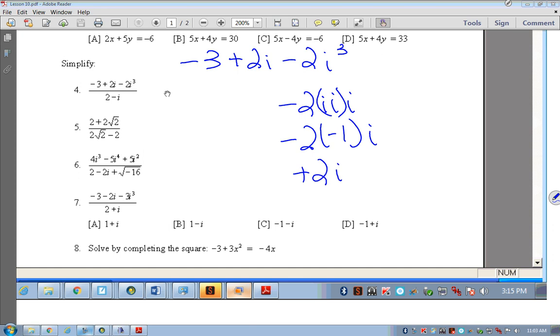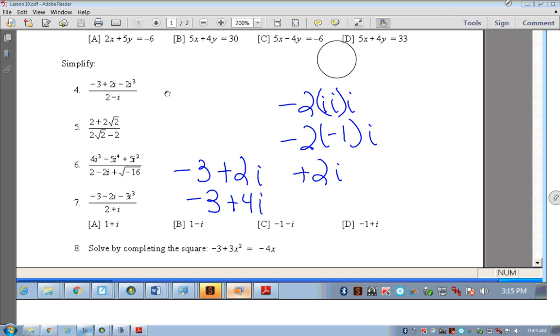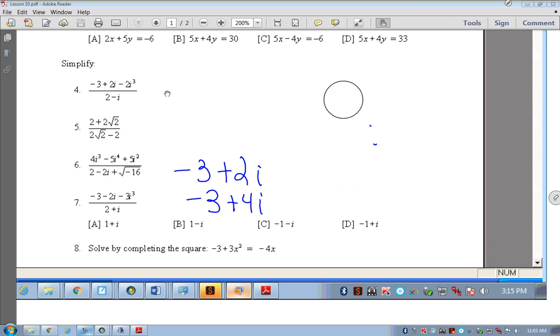So really what I have is negative 3 plus 2i plus 2i. Now I can simplify that, correct? That leaves me with negative 3 plus 4i. That's my numerator now. I'm going to go ahead and erase this work, and I'm going to put that answer up here so that I've got it. Again, all of this is being recorded, so if you don't remember how to get there, go back and watch. Negative 3 plus 4i.